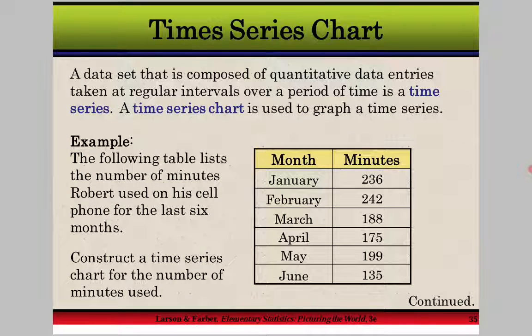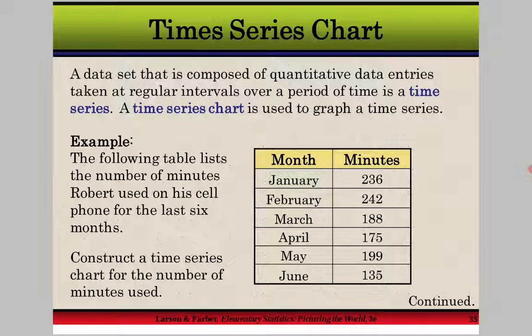Next is a time series chart. Another type of graph in statistics to represent data information is the time series. A data set that is composed of quantitative data entries taken at regular intervals over a period of time is called a time series. A time series chart is used to graph a time series. Example: the following table lists the number of minutes a robot used on his cell phone for the last 6 months. Construct a time series chart for the number of minutes used.